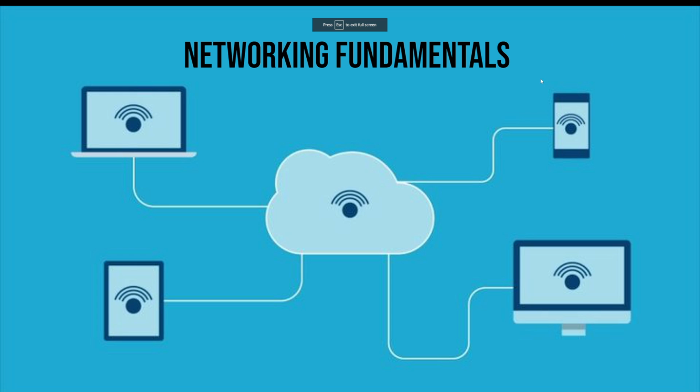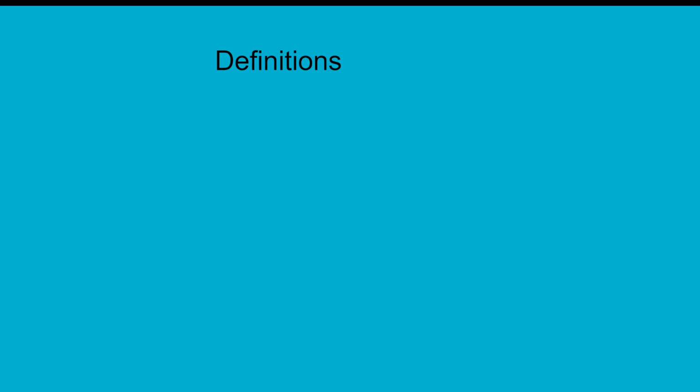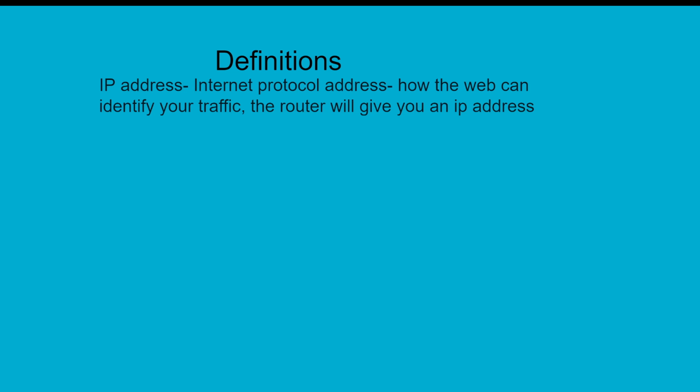We are actually going to take a break from our Linux fundamentals course and start talking about networking and how the internet works. To start off, we're going to go over a few definitions. We're going to learn what an IP address is, which is our internet protocol address, and this is how other routers and other devices will identify your traffic across a network.